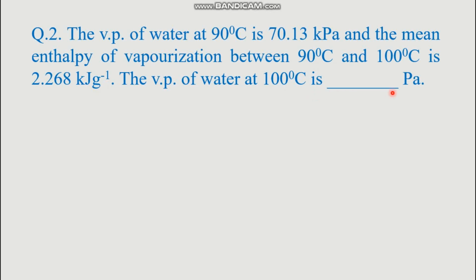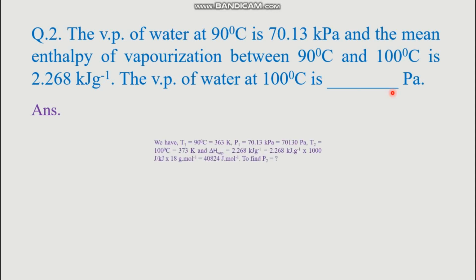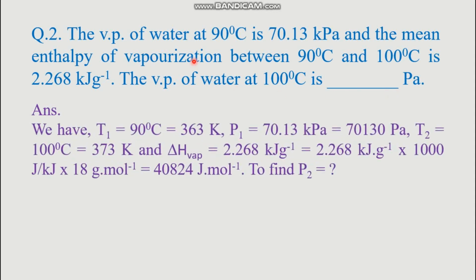So let's first of all collect the data. Here is the data, now computed. The initial temperature T1 is 90 degrees Celsius, that is 363 Kelvin. The initial pressure P1 is 70.13 kilopascal, that means 70130 Pascal. The final temperature T2 is 100 degrees Celsius, that means in the Kelvin scale, 373 Kelvin.